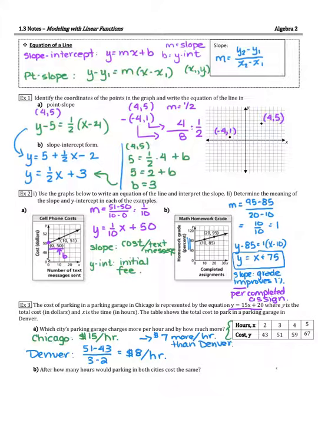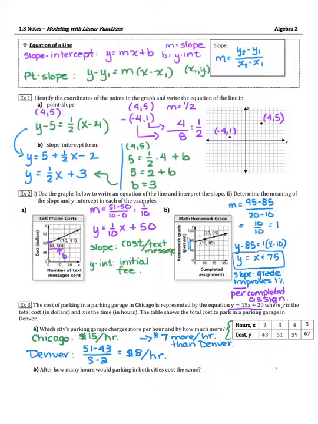Let's see. After how many hours would parking in both cities cost the same? So in order to do that, we want to set both equations equal. When does the one equation equal the other equation? But for Denver, we don't actually have the full equation. We only have its slope. So let's go back and do Denver's equation.